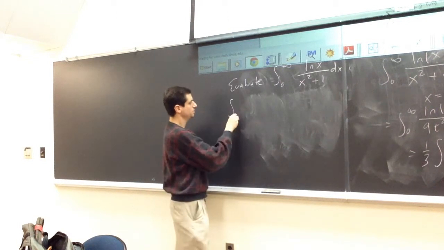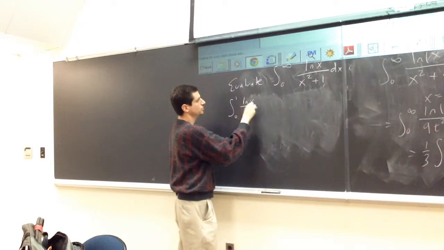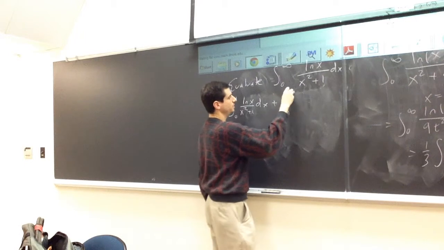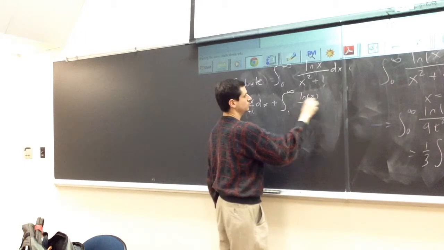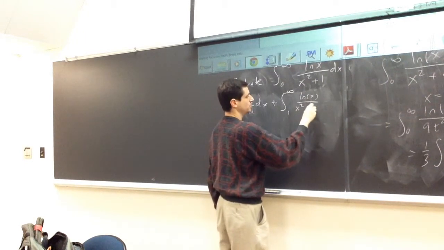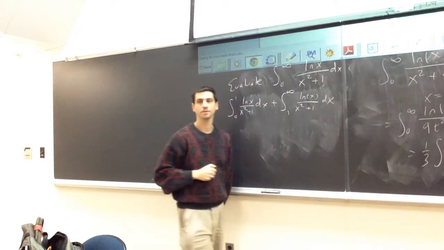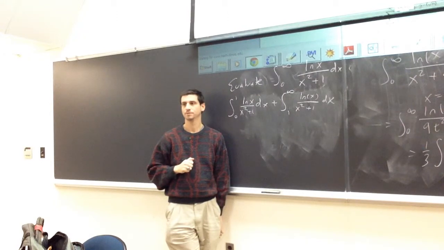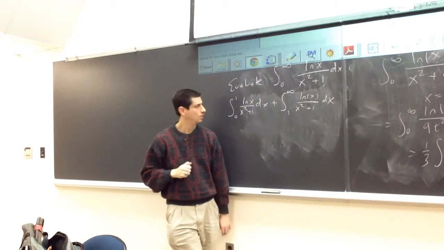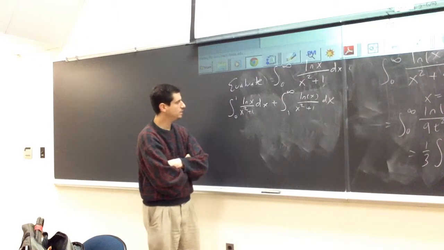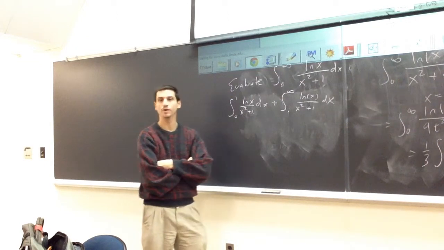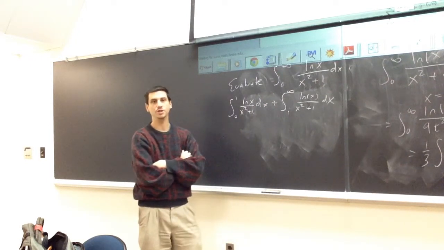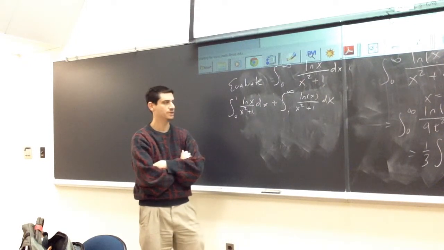So sometimes it helps to break up the integral: the integral from 0 to 1 of natural log of x over x squared plus 1 dx plus the integral from 1 to infinity of natural log of x over x squared plus 1 dx. What's nice here is maybe we can get something if we switch x with 1 over x and then get integration over the same region. So do we want to integrate from 0 to 1, or do we want to integrate from 1 to infinity?